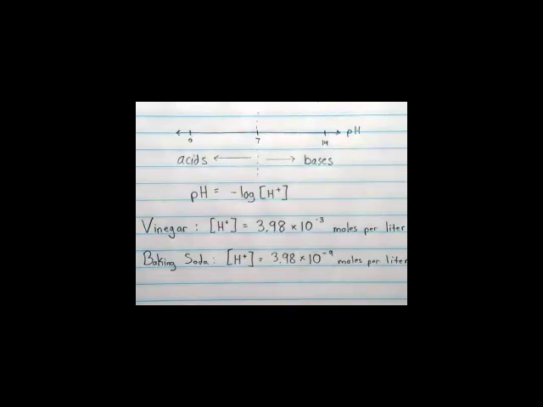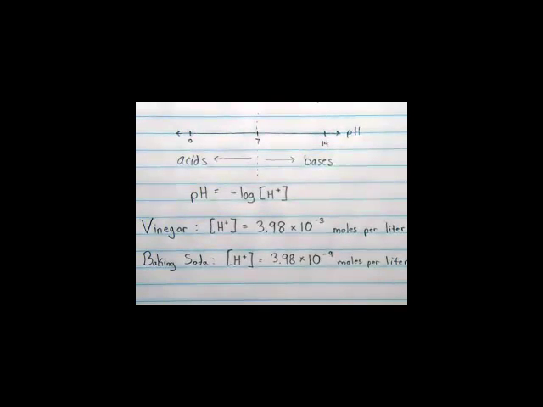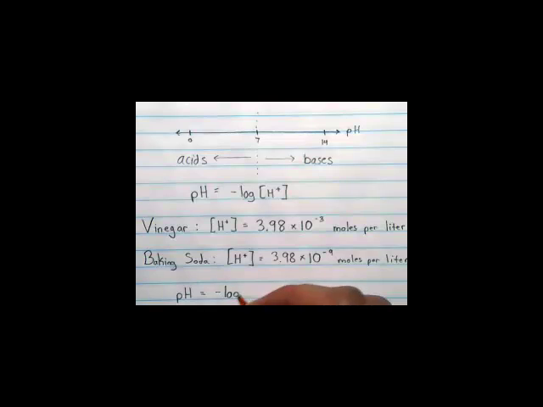But I'm not entirely sure, though. I'm sure there is a reason, but I don't know my science well enough to tell you why. In any event, let's see what the pH of each one of these is then. So the vinegar, we expect it to be somewhere between 0 and 7, right, because it's acidic. So negative log of 3.98 times 10 to the negative third.